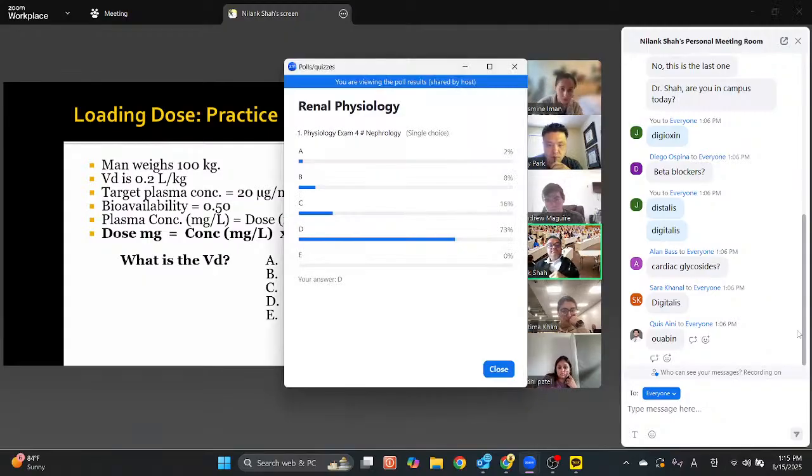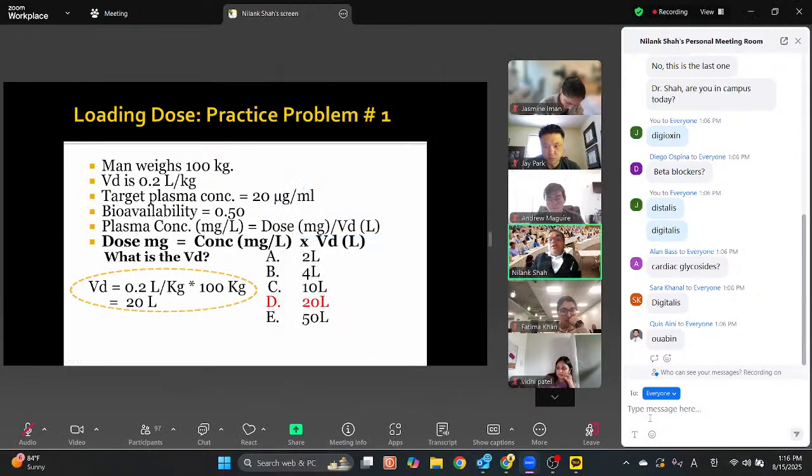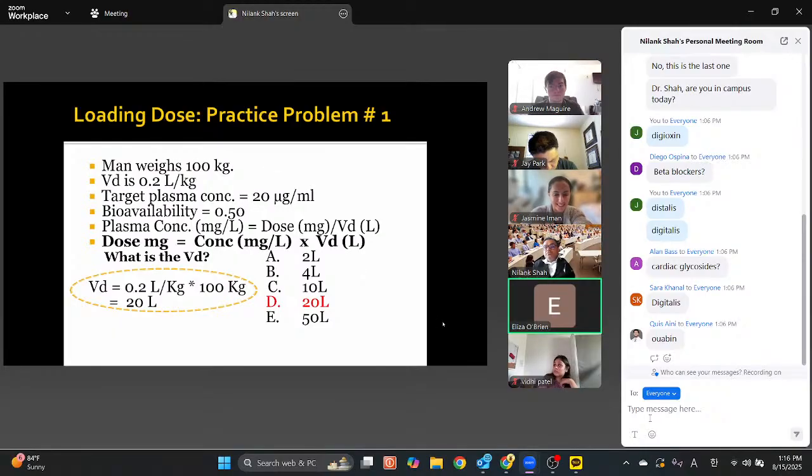All right, good job. A lot of students responded to that question correctly. So any volunteer who can explain that to me? So many of you responded correctly. Any volunteer? Of course, thank you. You just take the weight, 100 kilograms, and multiply it by the given VD, which is liters per kilogram. Then you cancel out the kilograms, and you're left with 20 liters.